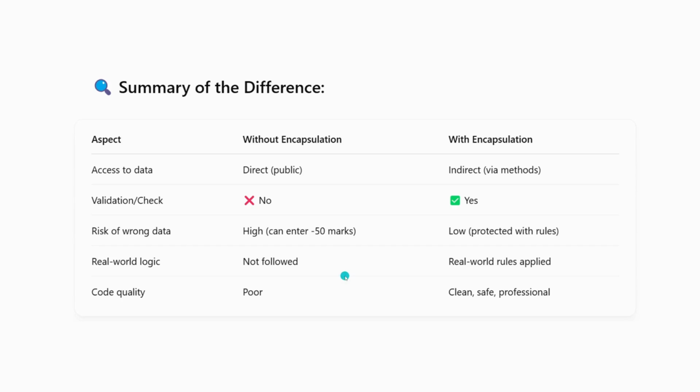Without encapsulation, there are so many real world things that we cannot perform. But with encapsulation, the rules and regulations are properly applied. Without encapsulation, the code quality will be quite poor, but with encapsulation, we can write clean, safe, and professional code. That is all about encapsulation. I hope now encapsulation is quite clear to you.